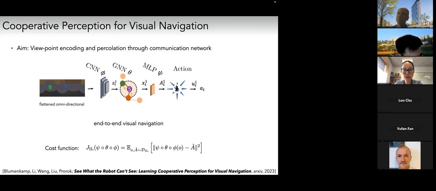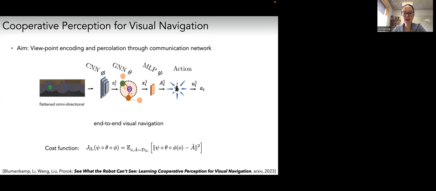So we train this whole pipeline in simulation. And the question then is, how do we transfer these policies to the real world, where we now no longer have a flattened omnidirectional image from simulation, but a flattened omnidirectional image from the real world? And despite the similarity of a simulator to the real world, these discrepancies are significant, and we have to teach our simulated policy how to deal with that.